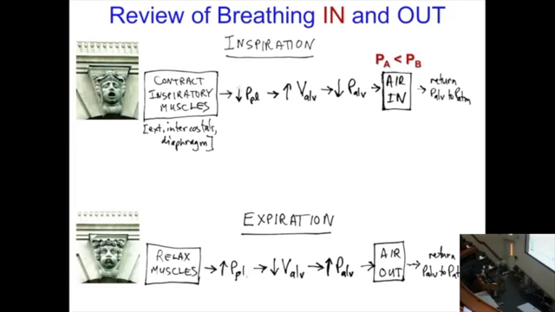And for normal expiration, we start from our inspiratory position, and we just relax our inspiratory muscles. This increases pleural pressure, decreases alveolar volume, and we've decreased the volume, and so this will increase the pressure, Boyle's gas law. And so now alveolar pressure is greater than barometric pressure, and air goes out.